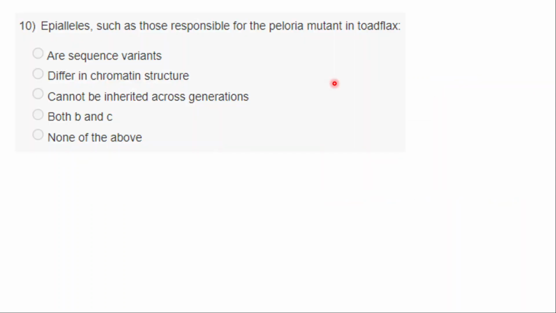Okay, and the last question of this session: epialleles such as those responsible for the Peloria mutant in toadflax are dash. Are sequence variants, differ in chromatin structure, cannot be inherited across generations, both B and C, none of the above.